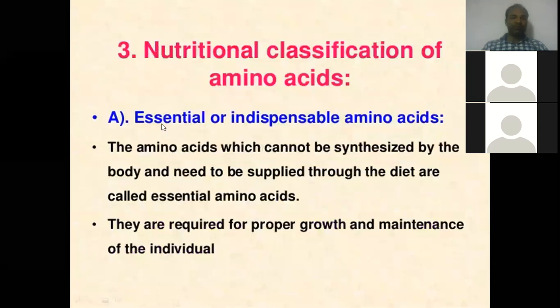So the first category, here we are going to discuss the first category of the amino acids on the basis of their nutritional values. The first category, that is the essential or indispensable amino acid. The amino acid which cannot be synthesized by the body and need to be supplied through the diet are called as essential amino acids. So what are the basic essential amino acids? Essential amino acids हम किसे कहेंगे? ये ऐसे amino acids होते हैं कि जो हमारे बॉडी में सिंथेसाइज नहीं हो सकते, लेकिन इनकी जरूरत होती है फॉर द नॉर्मल ग्रोथ एंड डेवलपमेंट के लिए. ठीक है, so the amino acids which cannot be synthesized by the body, हमारे बॉडी के अंदर ये अमीनो एसिड सिंथेसाइज नहीं हो सकते, एंड नीड टू बी सप्लाइड थ्रू द डाइट.